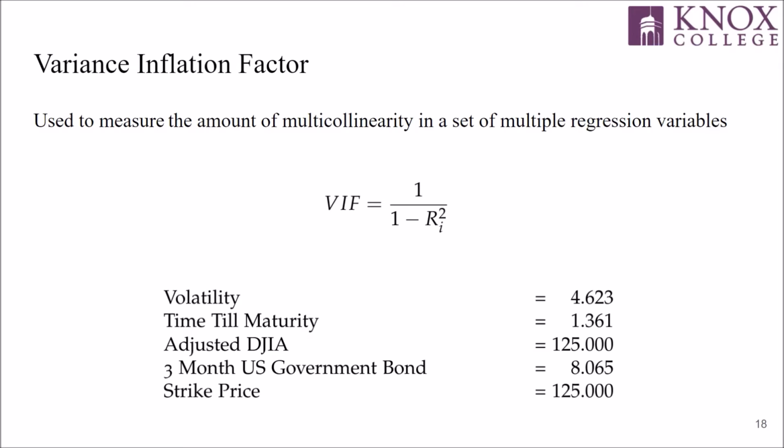The way that we calculate the VIF is by running lots of different models, each with one of the independent variables that we talked about before as the dependent variable. We get the R-squared value, plug it in here, and we'll get the VIF. So as we can see, the adjusted Dow Jones Industrial Average, or the DJX, and the strike price are highly correlated with each other.